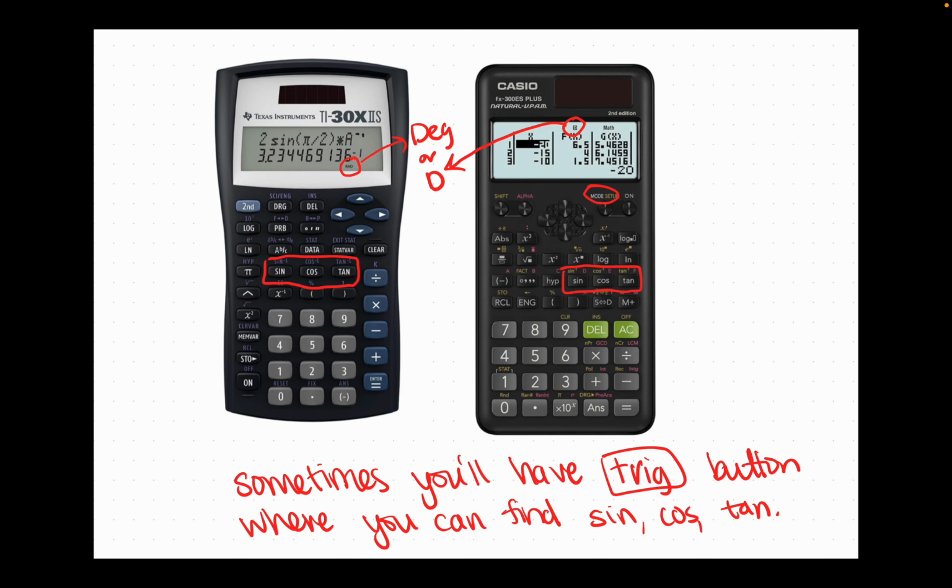Okay, this is the start of our trig lesson. You're going to need a calculator today. I suggest having your calculator out while we do the lesson. That way you can check your answers to see if you're getting the same thing I am getting.